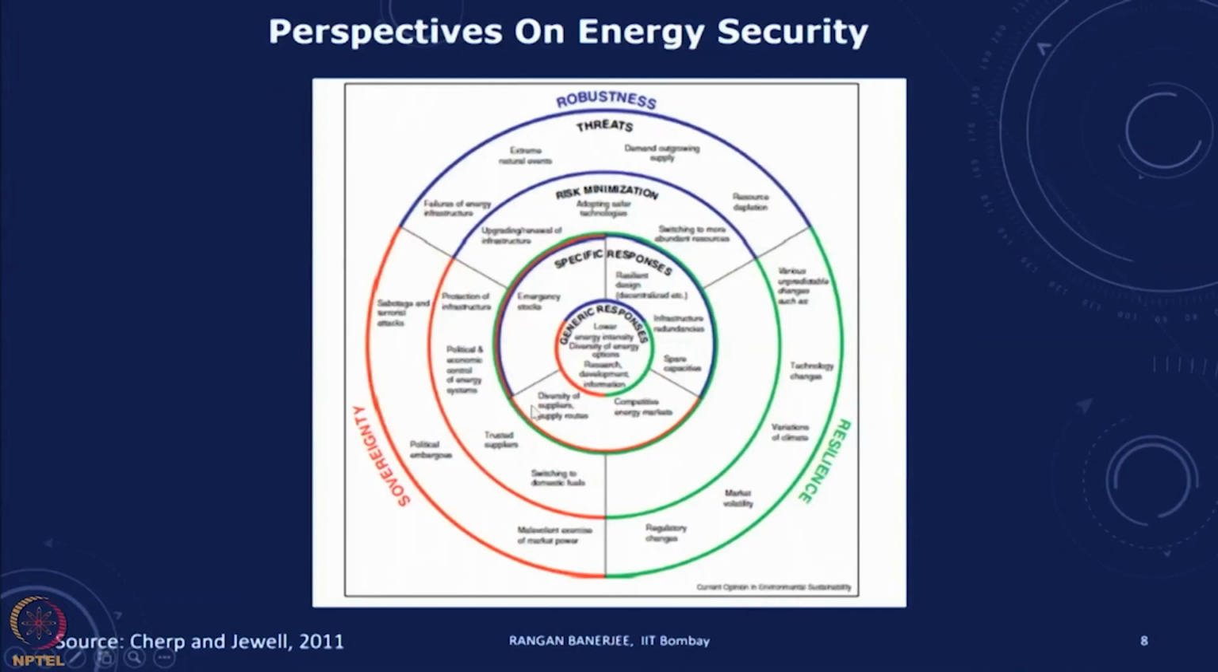So if you look at this chart, it shows us the different possibilities. In the case of robustness, we can try to minimize the risks, and we can have diversity in terms of the different kinds of supply. We can also try to see whether we can manage and have flexibility within the demand. In the case of sovereignty, one of the things that we can do is diversify the supply. So if we are getting imported oil, we can make sure that we are getting this oil from different regions of the world. We can have long-term contracts.